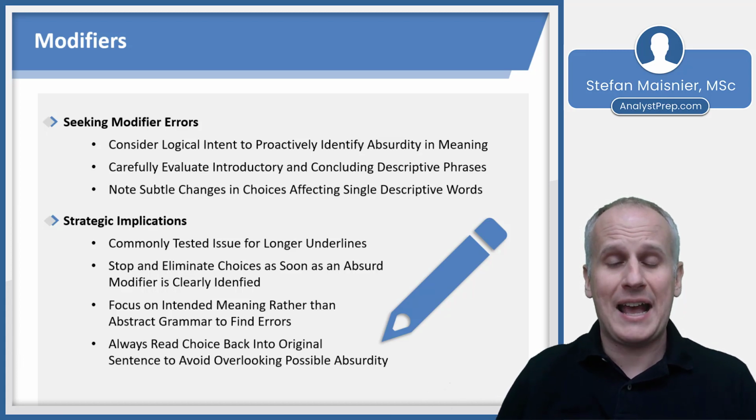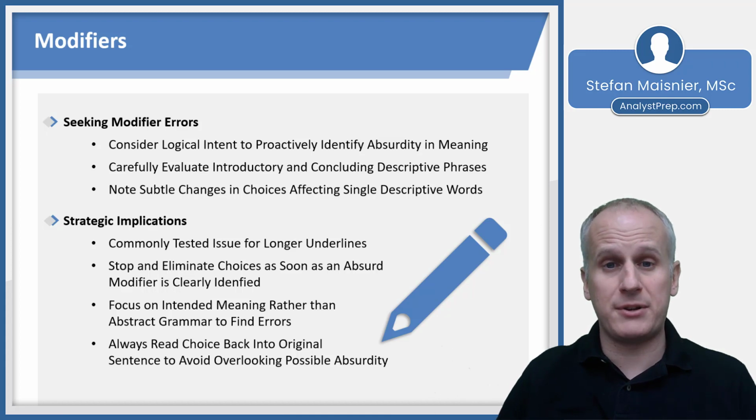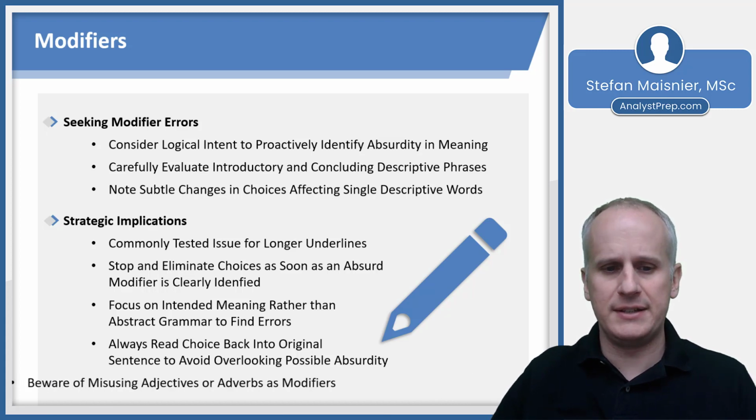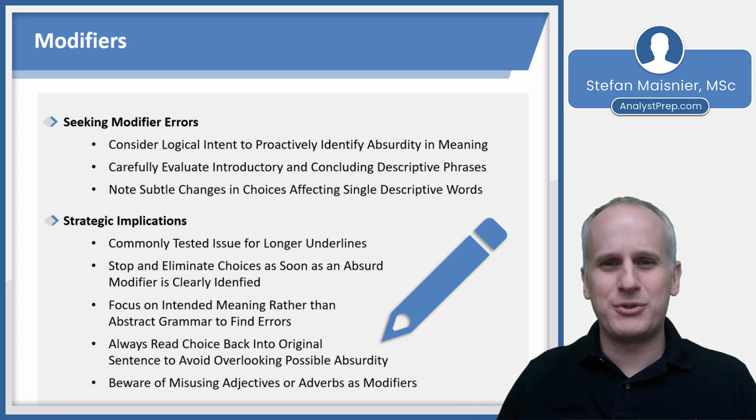So if you're looking at primarily our other errors, especially those top three of pronoun and article issues, subject verb agreement, and verb tense, you may overlook an absurd modifier for focusing on those more technical differences. Make sure that when you do your final read, you look and think about whether or not all of the modifiers are actually describing the thing that they're intended to. And lastly, this is the most technical aspect of modifiers. You want to beware of misusing adjectives and adverbs in the wrong instances, and we'll talk about how that works here in a moment in this lesson as well.